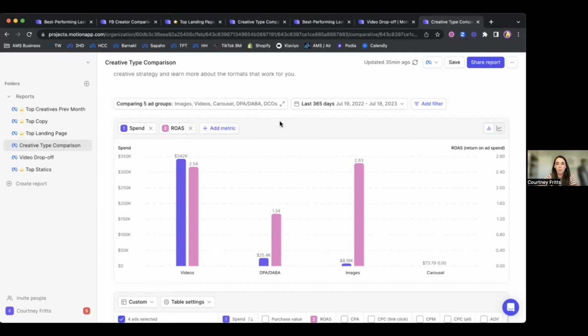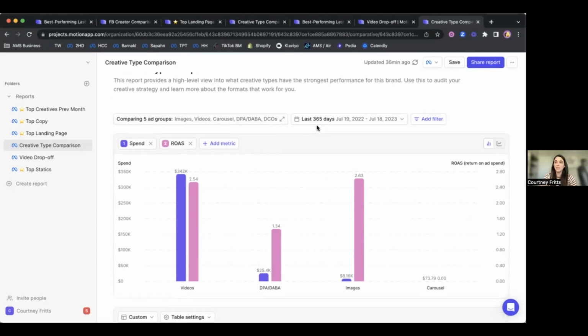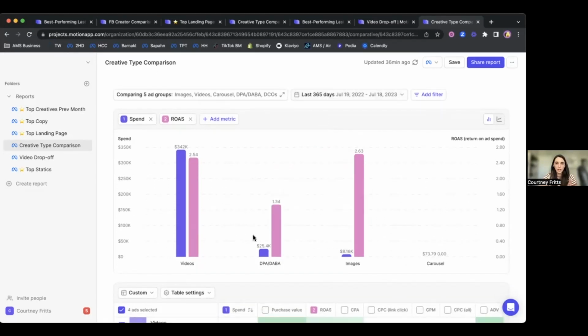In this account, I'm looking at the last 365 days. Obviously, this is a super big window, so you may not need 365 days. Maybe 30 days or 90 days can be more helpful for what you're looking for. For this brand, we don't do a ton, or I thought we didn't. Recently we haven't done a ton of DPAs or DABAs, but we had in the past. We found DPAs and DABAs worked better than carousels.